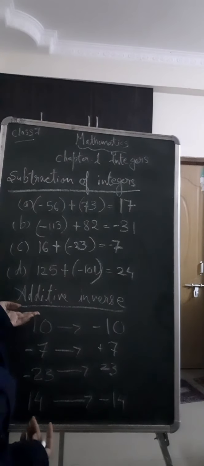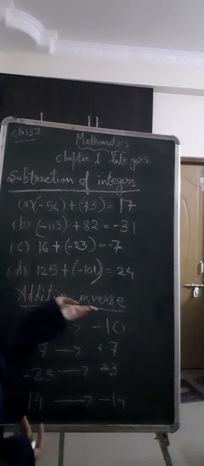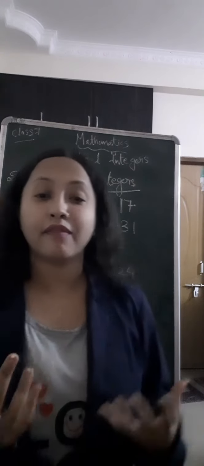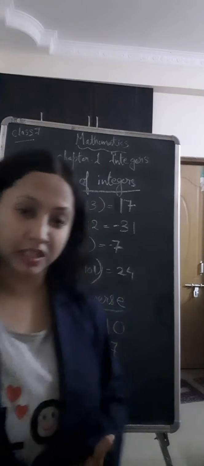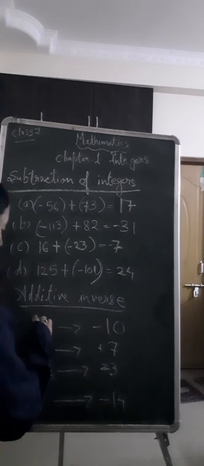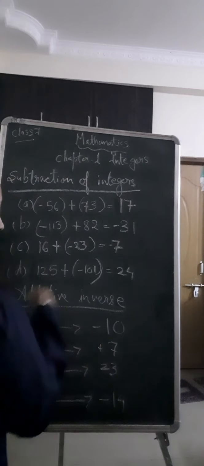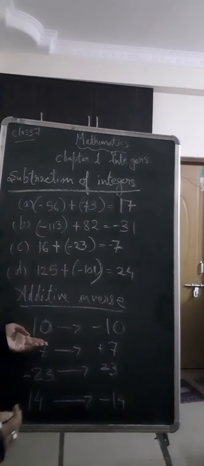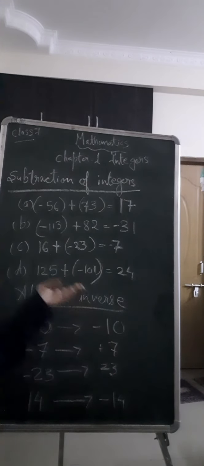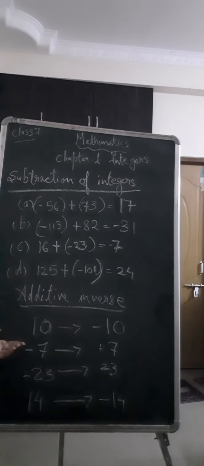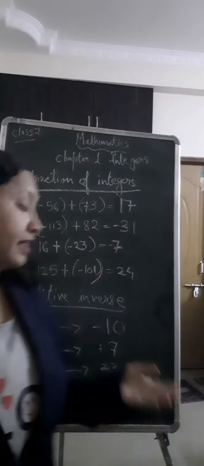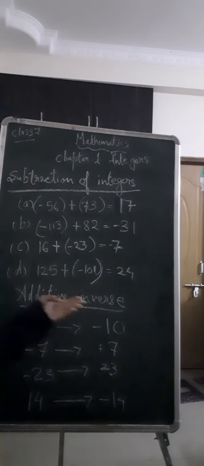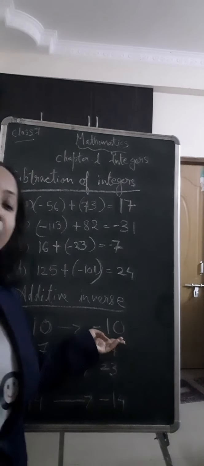Now next, children, the next topic will be the additive inverse. Whenever we want to calculate the additive inverse of any integer, like over here 10, the additive inverse of this 10 will be minus 10. That means the additive inverse of any integer will be an integer with the opposite sign. Here 10 was the number, so its additive inverse becomes minus 10.